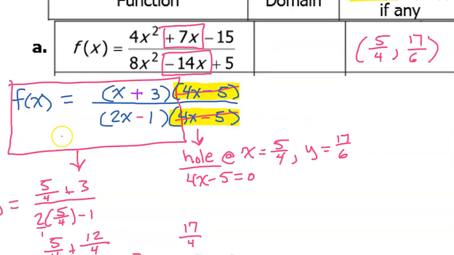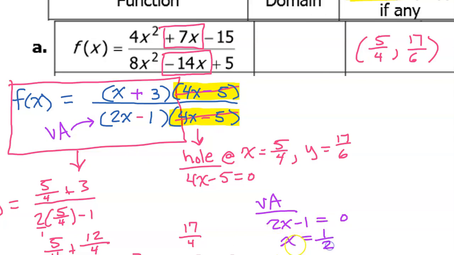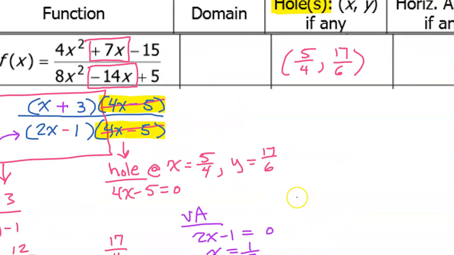Let's go ahead and talk about vertical asymptotes. Vertical asymptotes are going to come from whatever is in the denominator after you take care of any holes that you had. So if I want my vertical asymptotes, I need to take the 2x minus 1 and set that equal to 0. Adding 1 and dividing by 2, I get x is equal to 1/2. So that is my vertical asymptote.